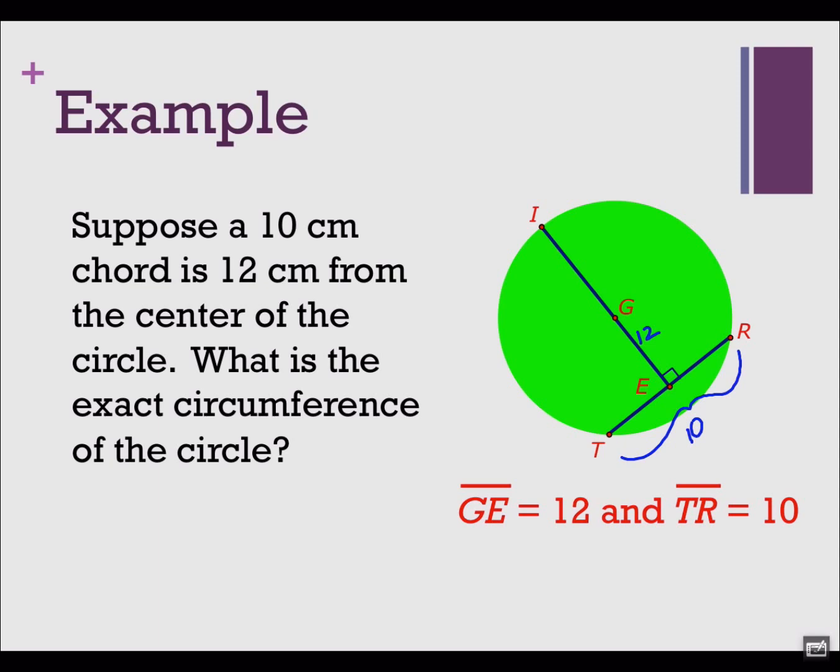Mary? TE is 5. Beautiful. Why? Because it cuts it in half, because of that little perpendicular there. Right. Which also means what else? ER is 5. Good.